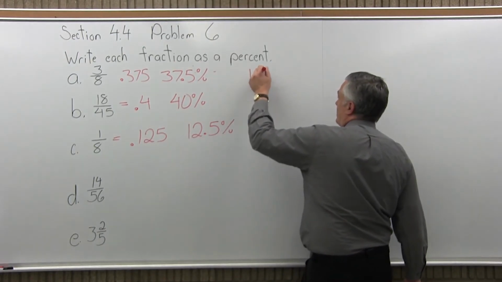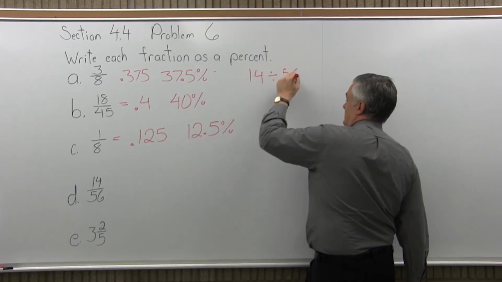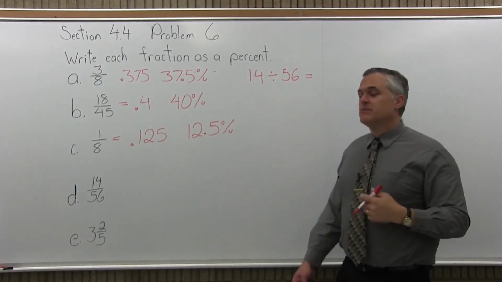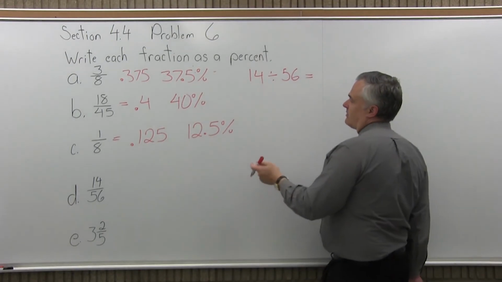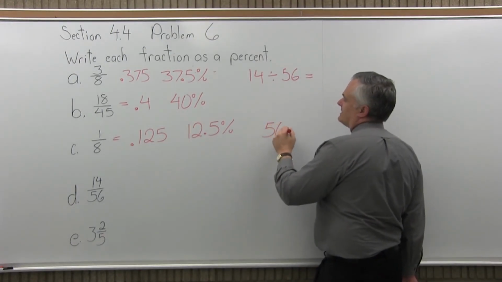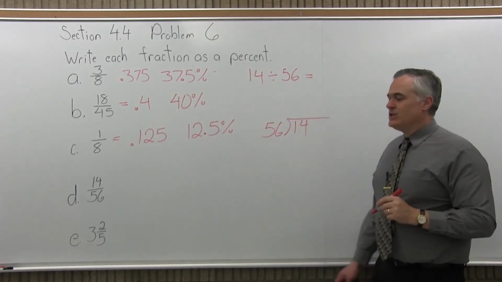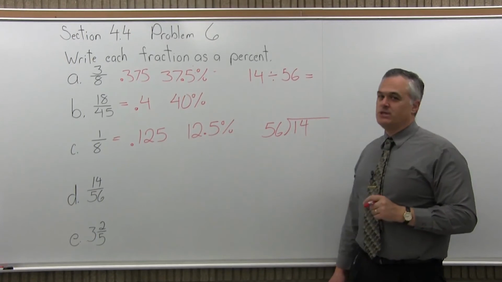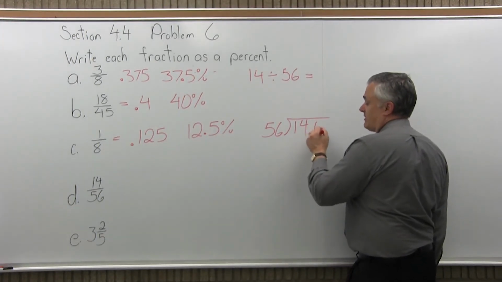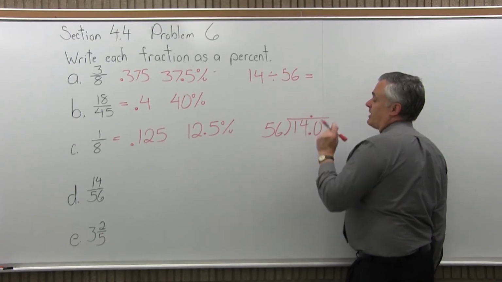So if your teacher will let you use a calculator, you could do 14 divided by 56. Take the numerator divided by the denominator, and you'll get the decimal. If you can't use a calculator for your class, what you have to do is the denominator divides into the numerator, like that. So will 56 divide into 14? No, 14 is not big enough. So write 14.0, but treat it as 140, and the decimal that you introduce goes straight up vertically.